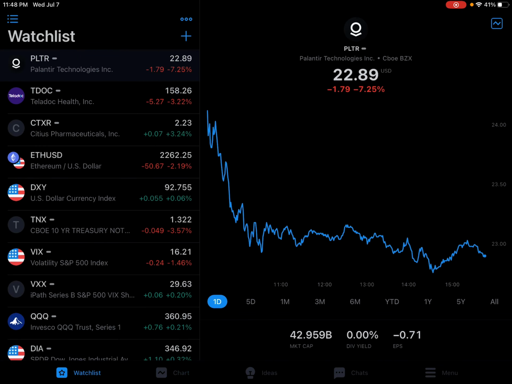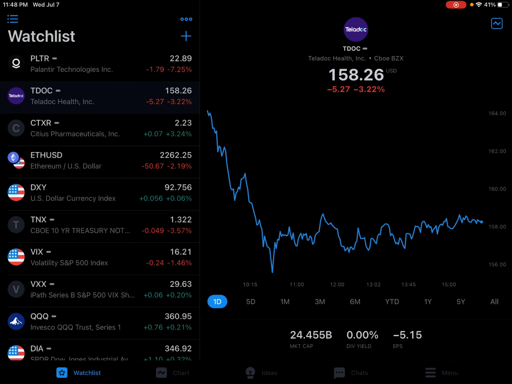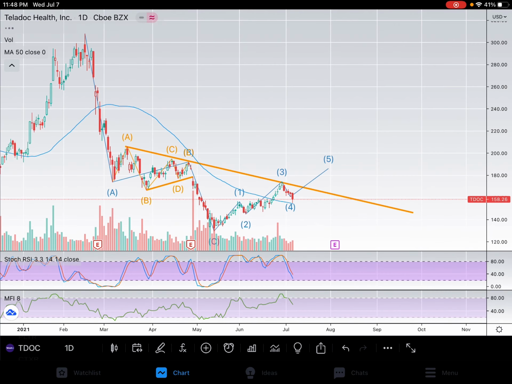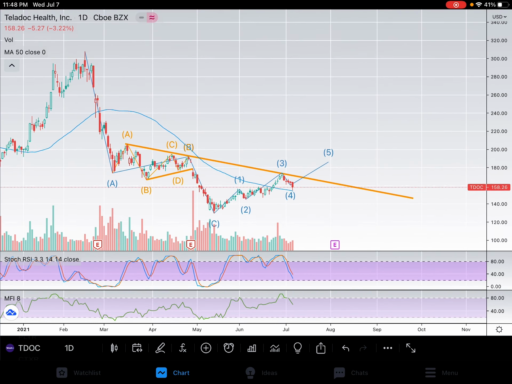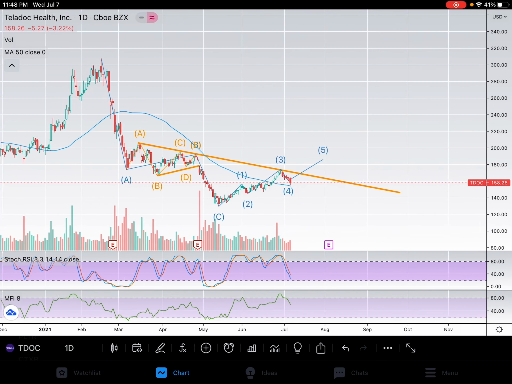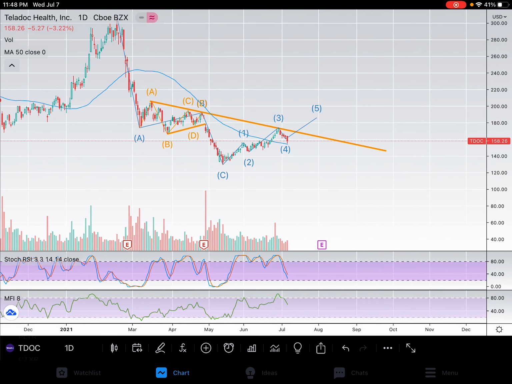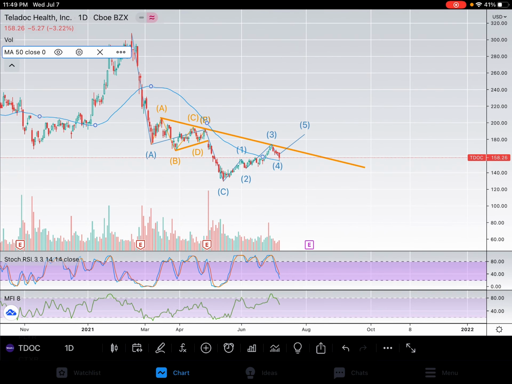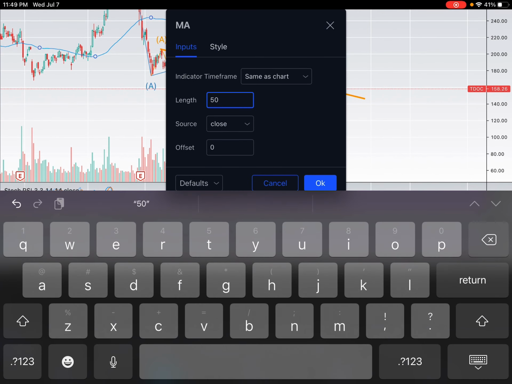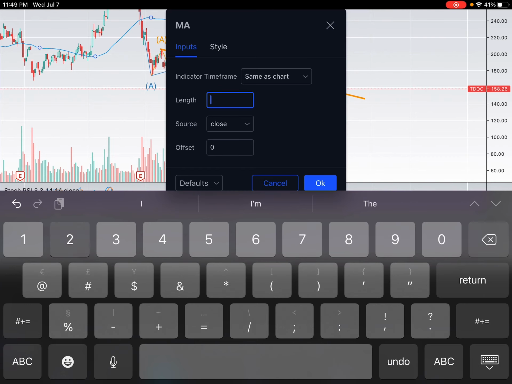Okay, next is Tdoc. I tried to chart this a little earlier before talking about it, but the first thing that came to mind was the 200-day.